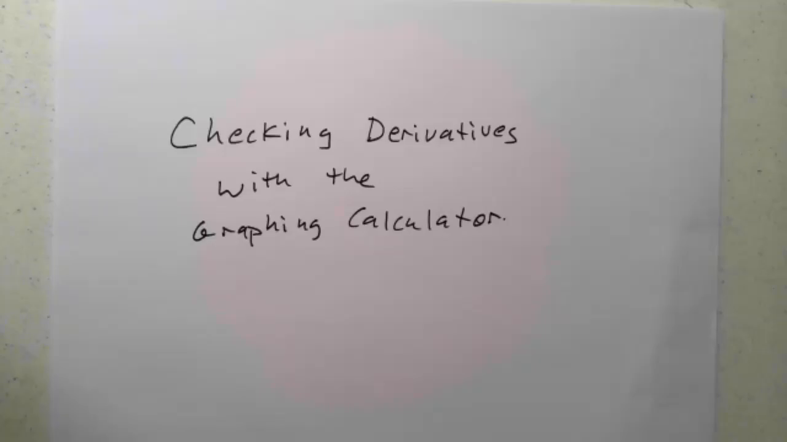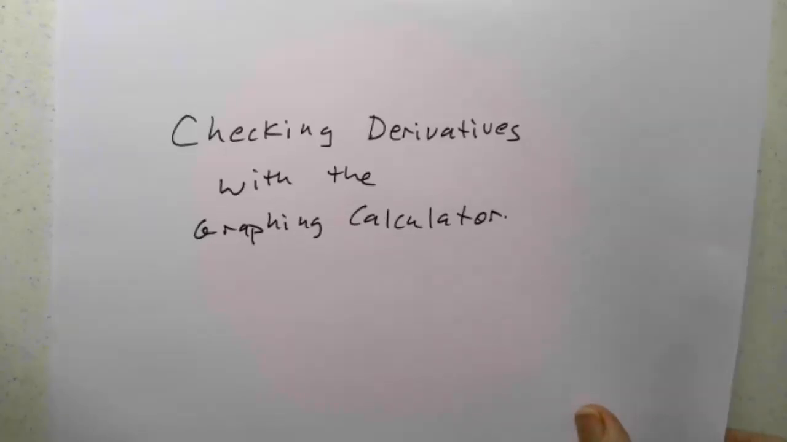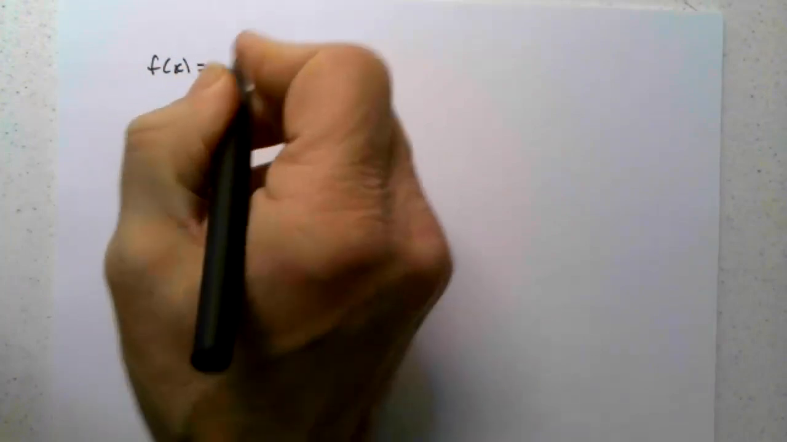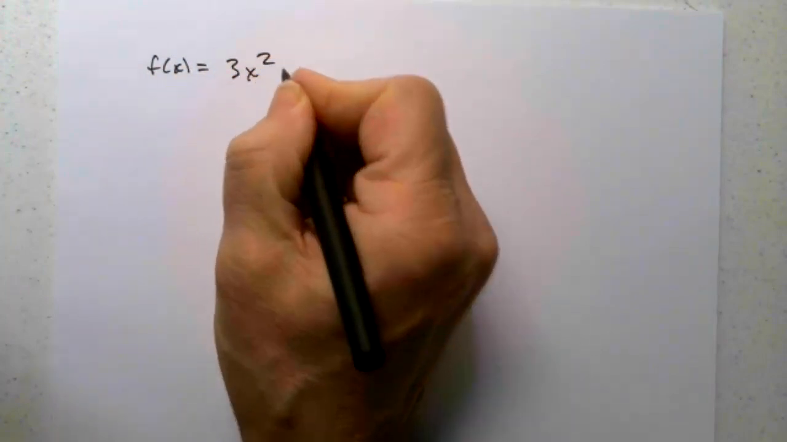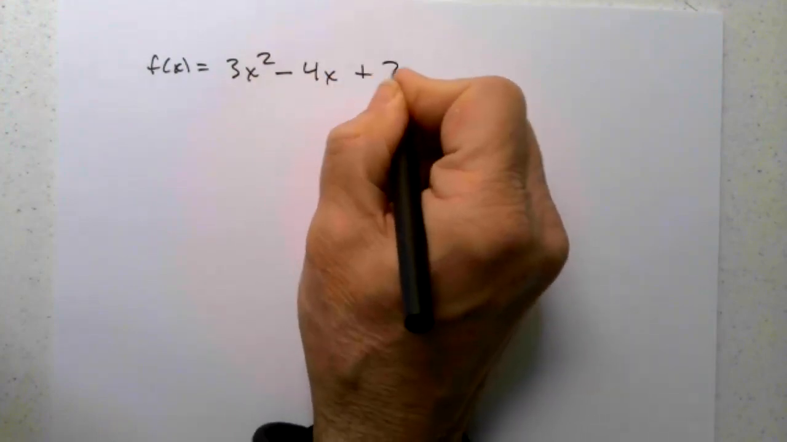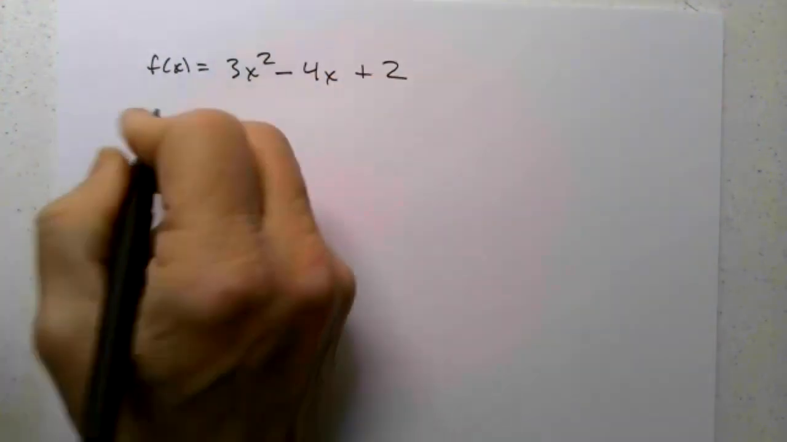So this lesson is on checking derivatives with the graphing calculator. So let's do one. I will say f of x is 3x squared minus 4x plus 2, and I want to find f prime of x.